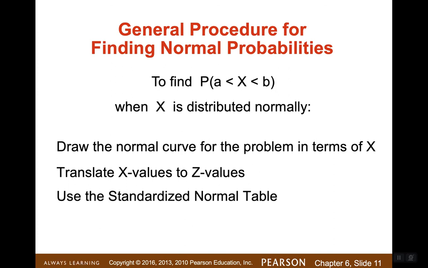So, a quick recap of our procedure to find the probability of x between a and b, assuming we're using a normal distribution. Step 1, we draw the curve in terms of x. Step 2, we take the x values and translate them into z values. And step 3, we look it up in the table. The amount of calculation we have to do is fairly simple. We're just converting x to z and then looking up, and that's already been pre-calculated in the table for us.